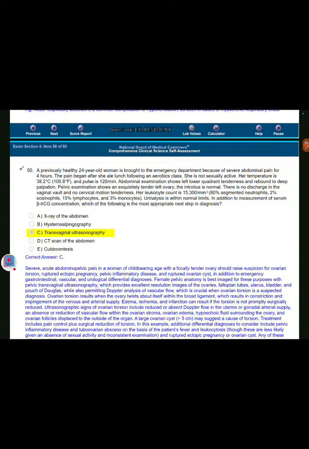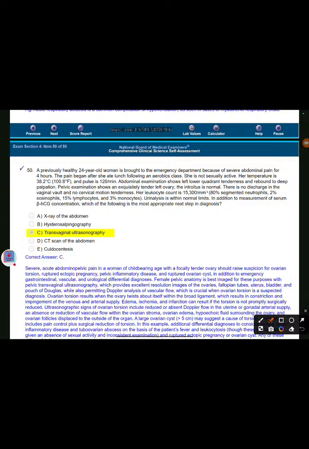A previously healthy 24-year-old woman is brought to the emergency department because of severe abdominal pain she has had for 4 hours. The pain began after she ate lunch following an aerobic class. She is not sexually active. Her temperature is 38.2 degrees Celsius and pulse is 120 per minute. Abdominal examination shows left lower quadrant tenderness.